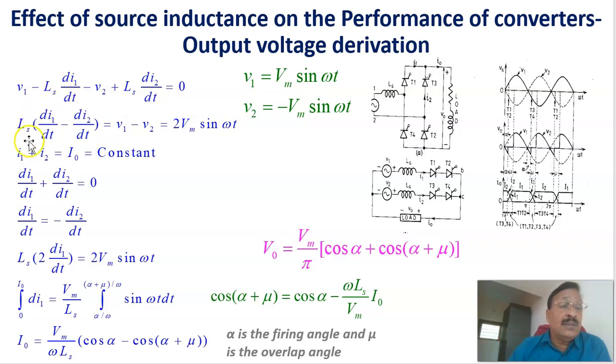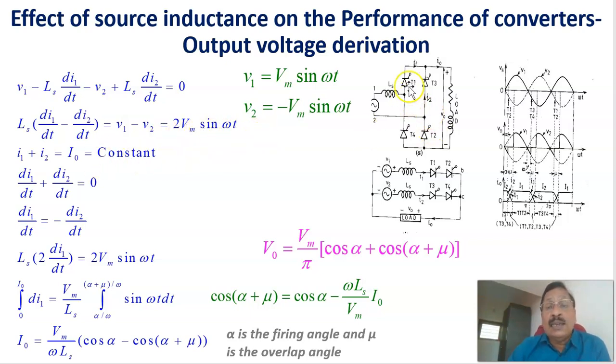And from this equation, we can say that Ls into di1 by dt minus di2 by dt equals V1 minus V2, where V1 equals Vm sin omega t and V2 equals minus Vm sin omega t, so V1 minus V2 equals 2Vm sin omega t. Therefore, Ls times di1 by dt minus di2 by dt equals V1 minus V2 equals 2Vm sin omega t.